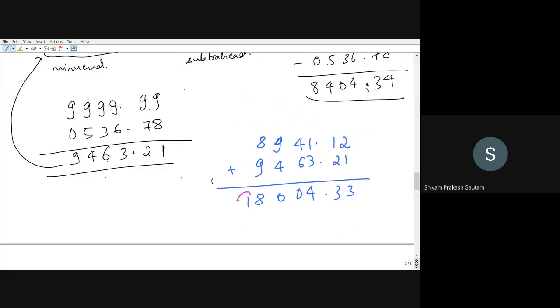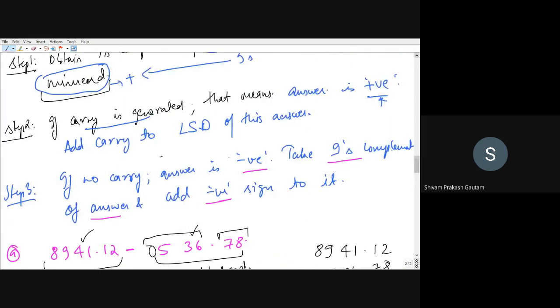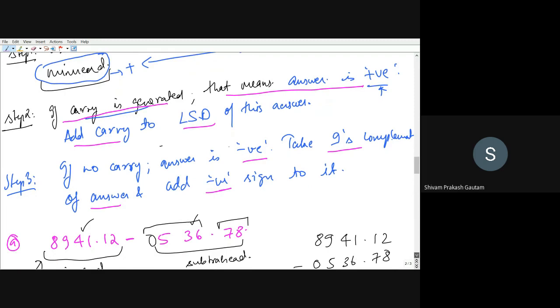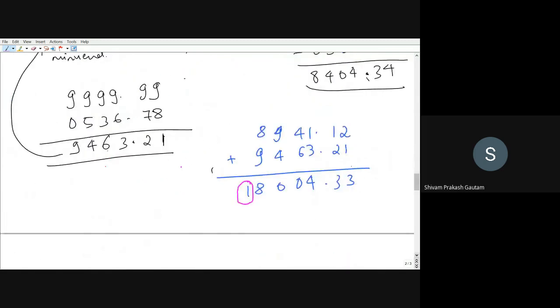If a carry is being generated, according to step 2, that means our result is positive. You can see if there is a carry generated, that means the answer is positive. Add the carry to the least significant digit of this answer. So you can see this is the carry. What we will do is add it here. So it should be 18404.